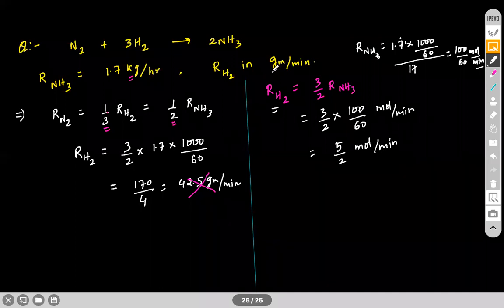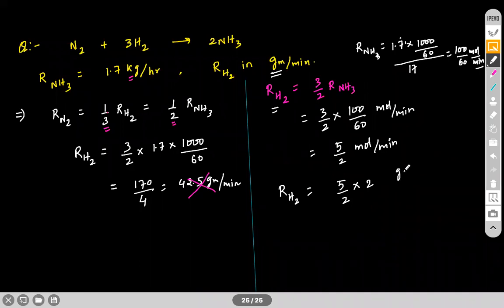But we need to find the answer in gram per minute. So R of H2 in gram per minute, we need to convert this mole into gram. So 5 by 2 mole into the molecular mass of H2, that is 2. This expression is gram per minute. So this is 5 gram per minute. The answer is this. How many of you understood this?